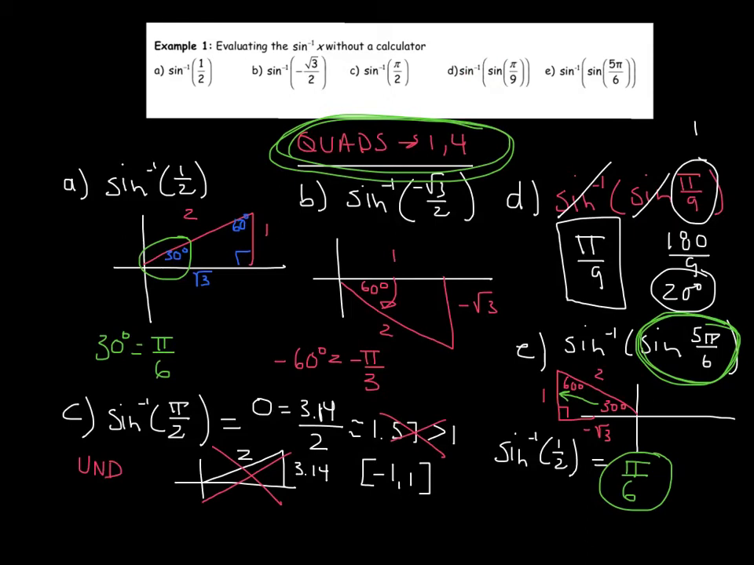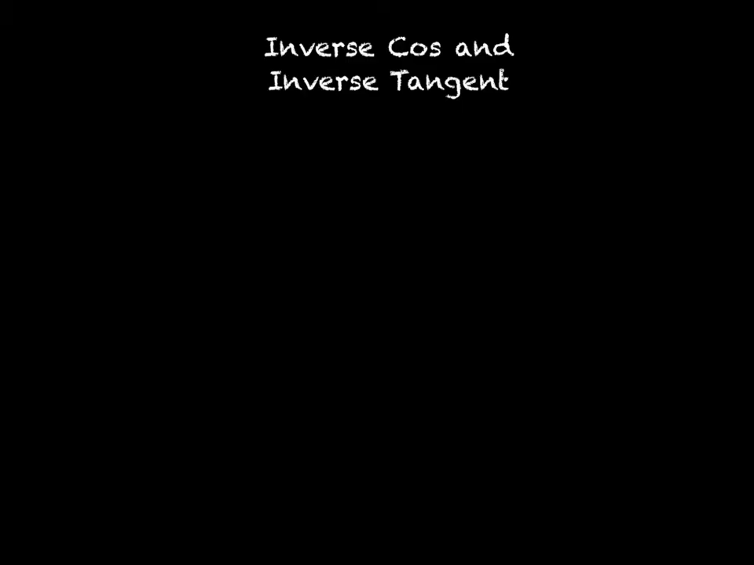All right? So notice in this situation, you cannot just cancel the inverse sine and the sine out and put down 5 pi over 6. That only works when the angle given to you is in quadrants 1 and 4. All right, I spent a lot of time on the inverse sine graph so that the explanation of the inverse cosine, inverse tangent will go a lot quicker.